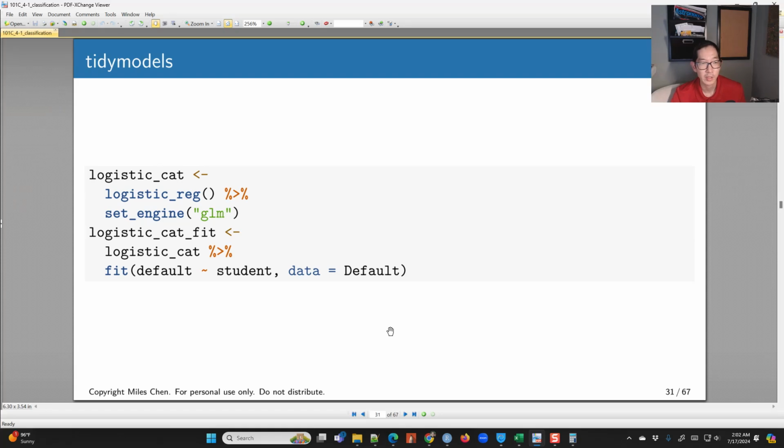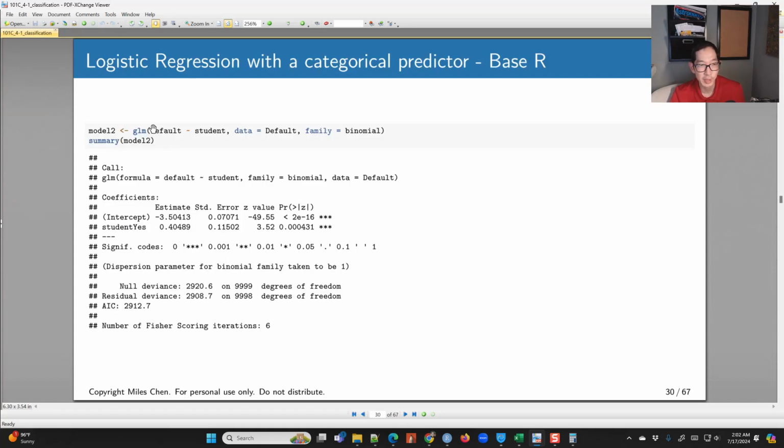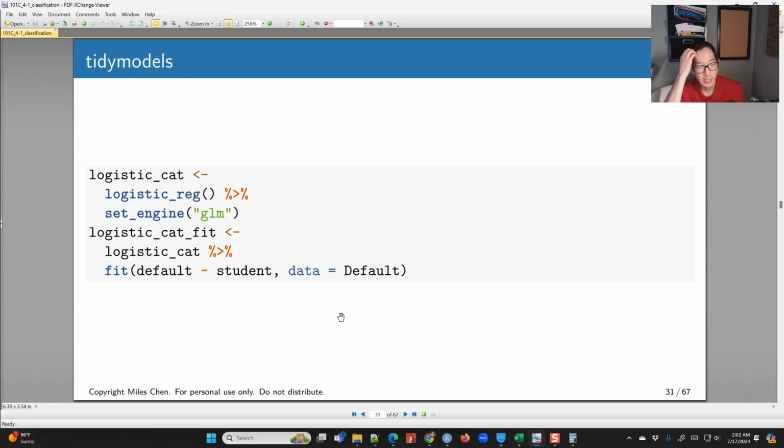So that was done by making a GLM model, default based on student. We use our default data set, logistic regression, and we'll call the summary on this. Here we would go about doing this in tidymodels. Again, we specify our model, logistic regression, set it in GLM, so that's exactly the same as before. Now we're going to fit it on all of the available training data, so default as predicted by student.